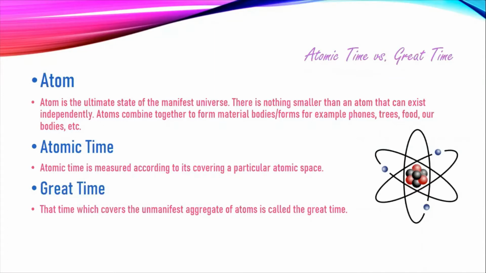Atomic time. Atomic time is measured according to its covering a particular atomic space. Great time. That time which covers the unmanifest aggregate of atoms is called the great time.